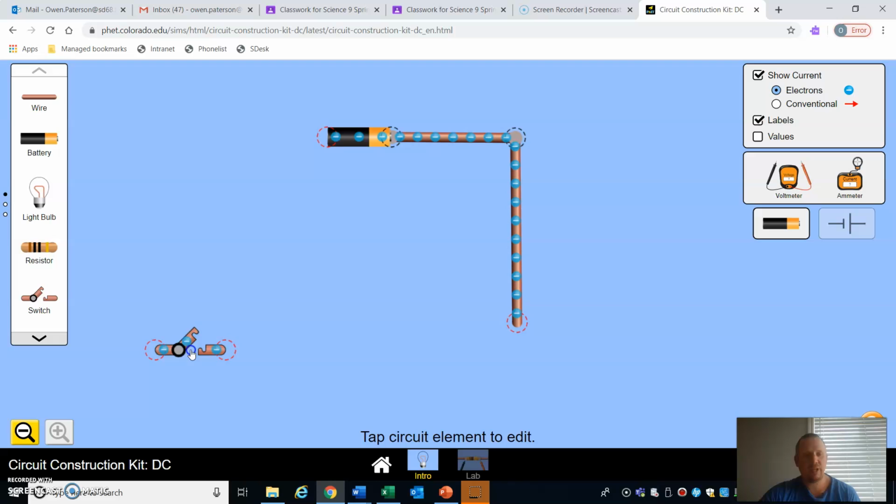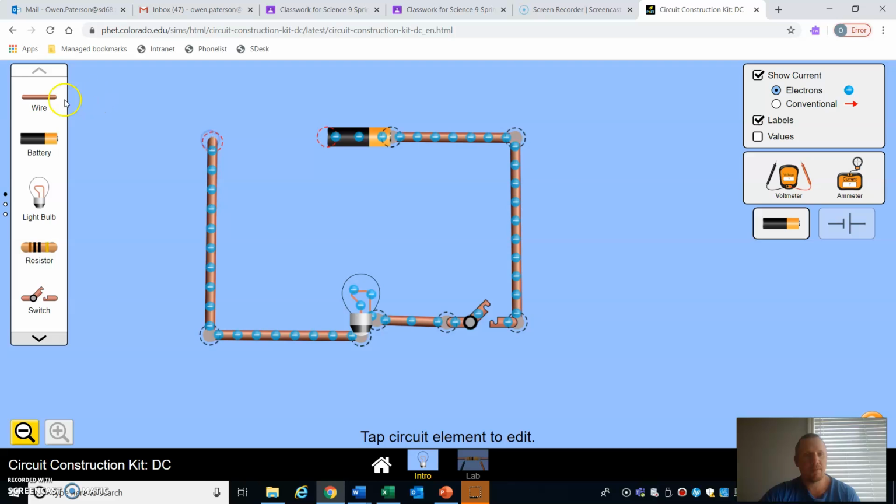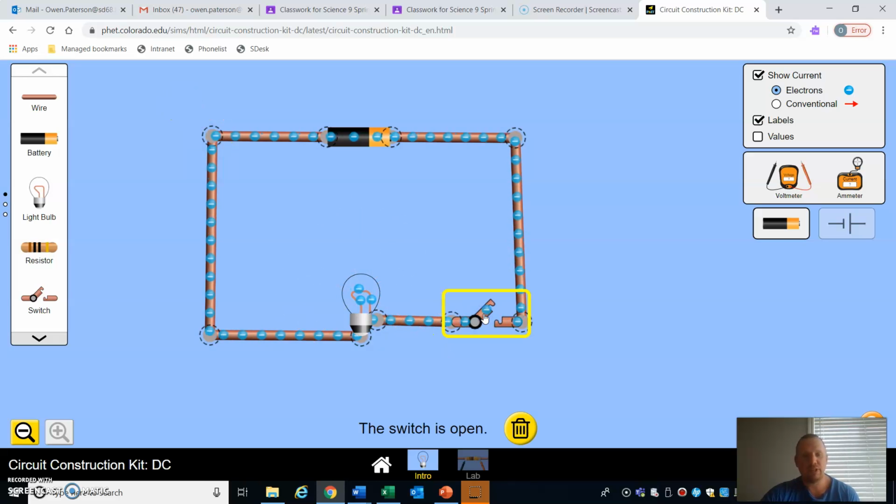We're going to put a switch in here, another wire, and we'll add a light bulb, another wire, and a wire going up, and then finishing off the circuit. You notice nothing's happening right now, but as soon as we close the switch, just click on it, the electrons start flowing and the light bulb is lit up.